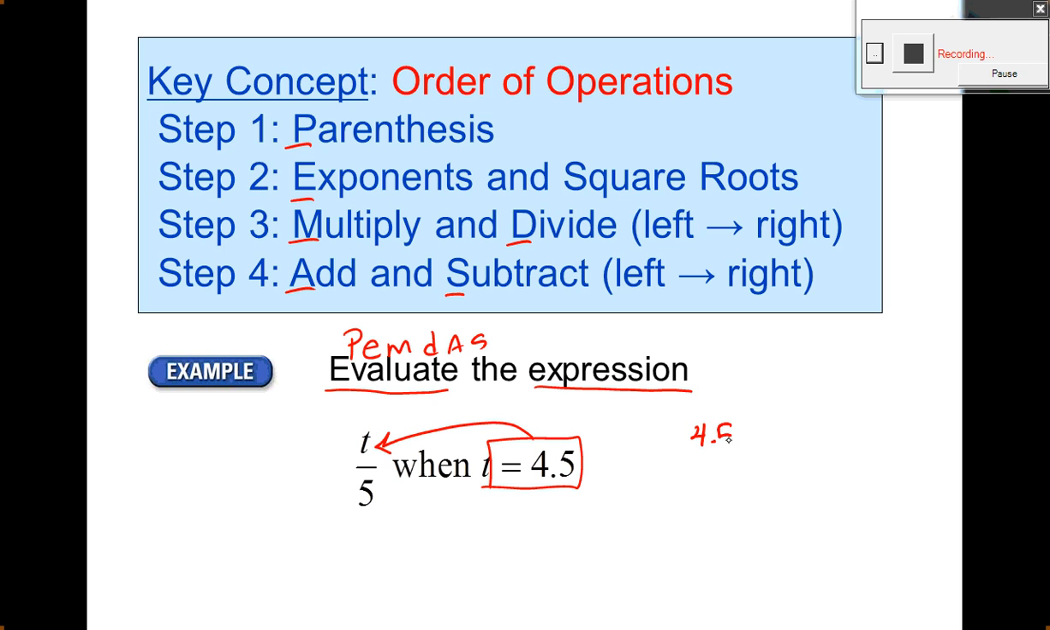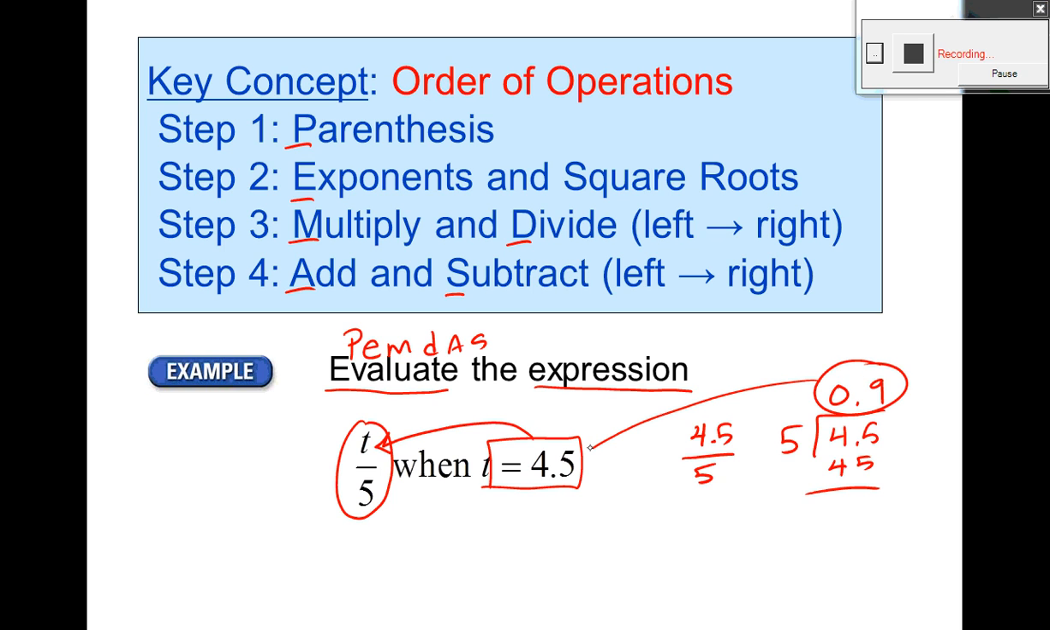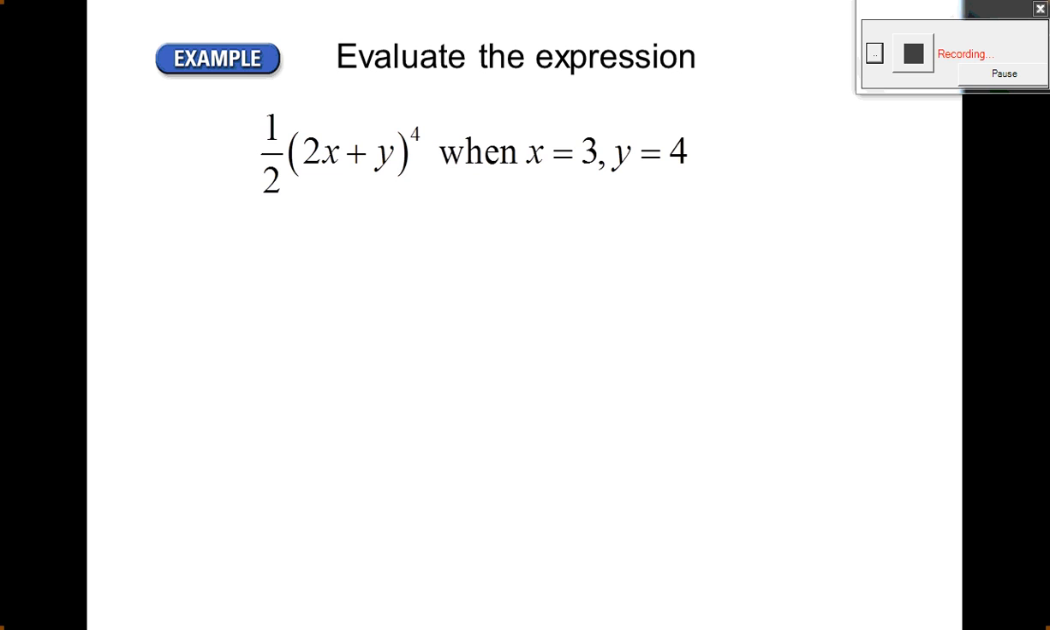So I take 4.5 and I divide it by 5 using some long division here, and I divide it into 5. So 5 goes into 4 0 times. 5 goes into 45 9 times, because 9 times 5 is 45, so we have an answer of 0.9. So this expression has a value of 0.9 when t is 4.5.